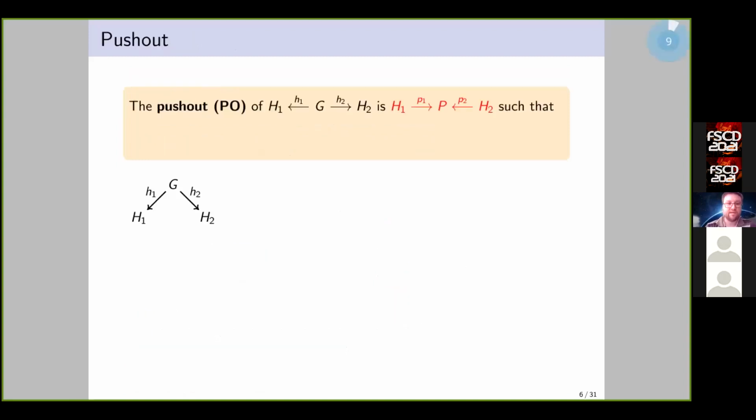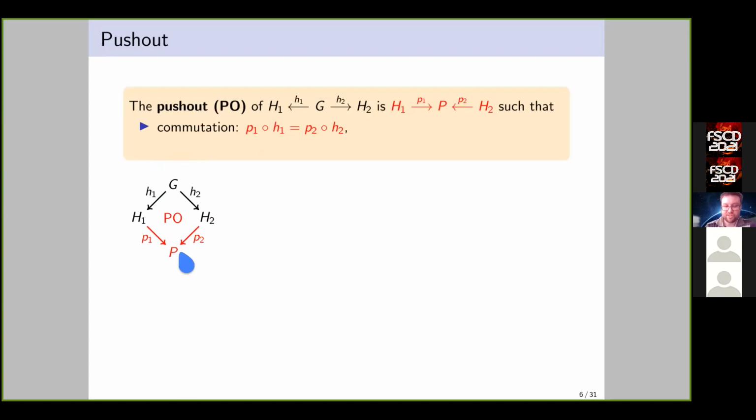So what is a pushout in the category of graphs? For a pushout, we start from such a span. We have three graphs, G, H1, and H2, and we have morphisms from G to H1 and from G to H2. And now the pushout is a cospan that makes this diagram commute. So this is a commuting square. What does this mean? It means that if we compose G to H1 followed by H1 to P1, and we compose G to H2 followed by H2 to P2, we get the same. So this composition is the same as the composition on the right.